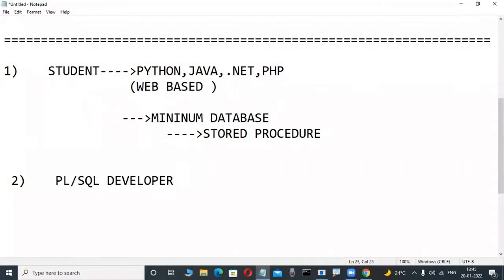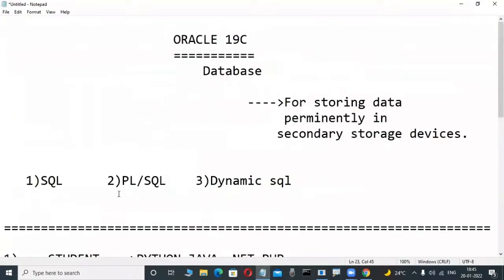Without any knowledge of Java, .NET, or front end, maybe as a non-technical person without very good programming skills, PL/SQL developer jobs are there. Maybe there is a gap of 2 or 3 years. Those persons are in our course only. They are learning this course only for PL/SQL developer purposes.